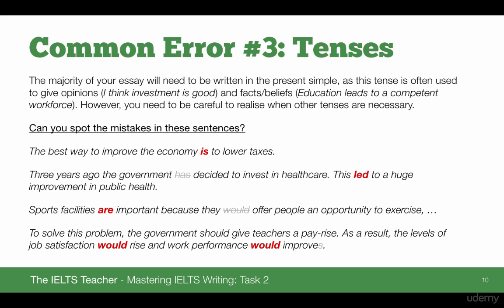To solve this problem, the government should give teachers a pay rise. As a result, the levels of job satisfaction would rise and work performance would improve. Here, we don't want to use the present simple because we are looking at a future result, and therefore we need to use language which represents that future result. In this case, would.